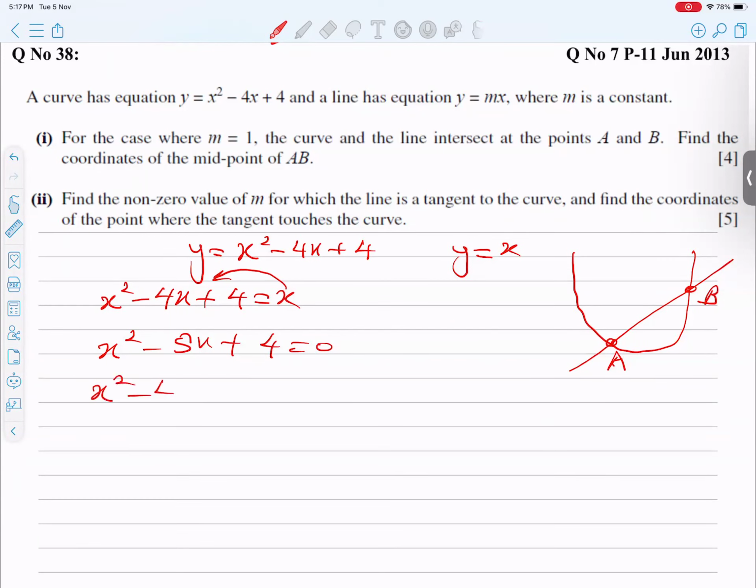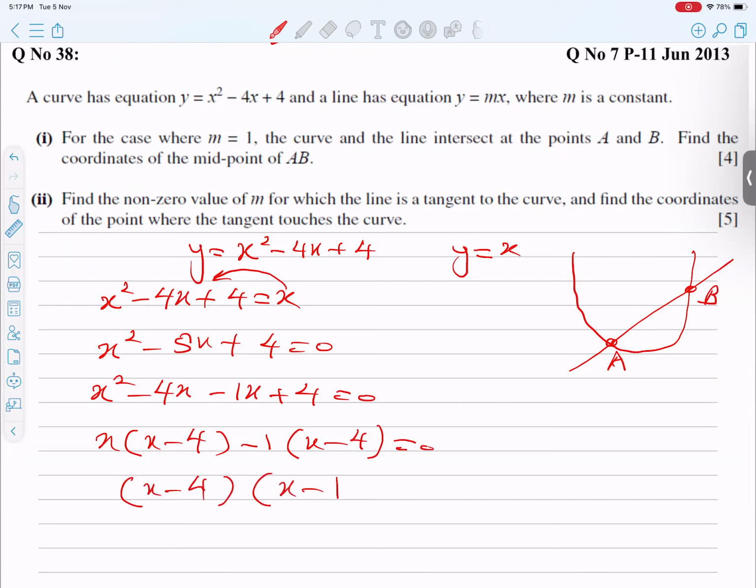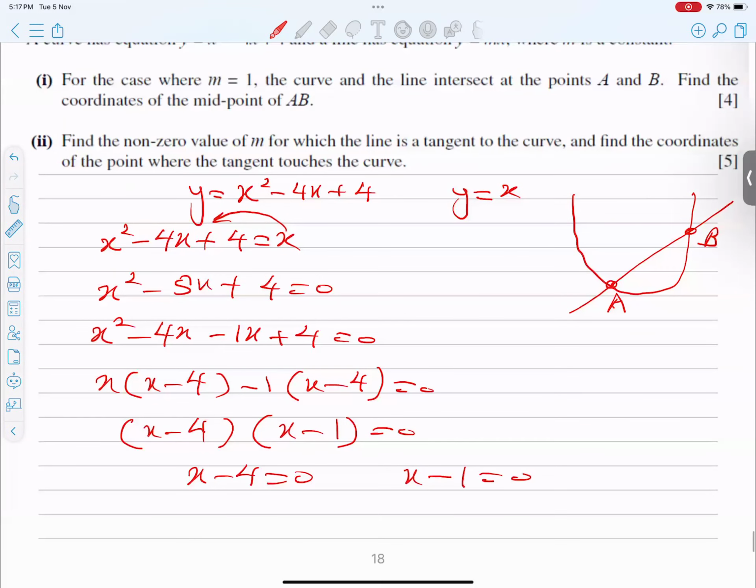Factorization: the factors of 4 are 4 and 1. When I continue, you will find it easy, or you can apply the quadratic formula. I got x minus 4 and x minus 1 equal to 0. So one time this equals 0 and one time the other part equals 0. When I set each part equal to 0, I get two answers. One is 4 and one is 1.